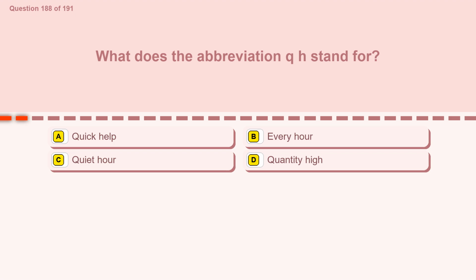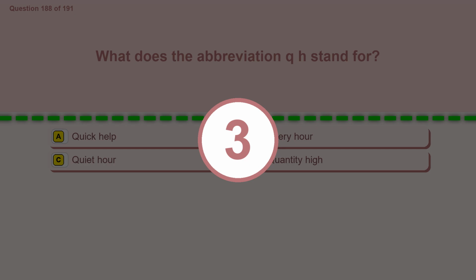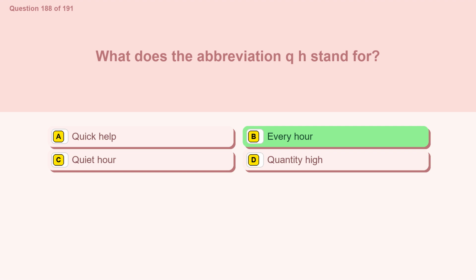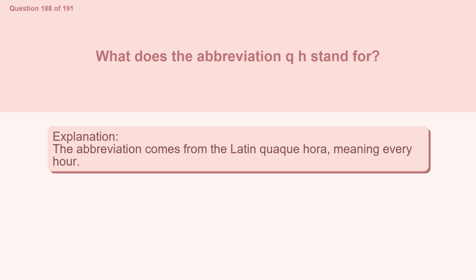Question 188. What does the abbreviation QH stand for? Option A, quick help. Option B, every hour. Option C, quiet hour. Option D, a quantity high. The correct answer is option B, every hour. The abbreviation comes from the Latin quaque hora, meaning every hour.